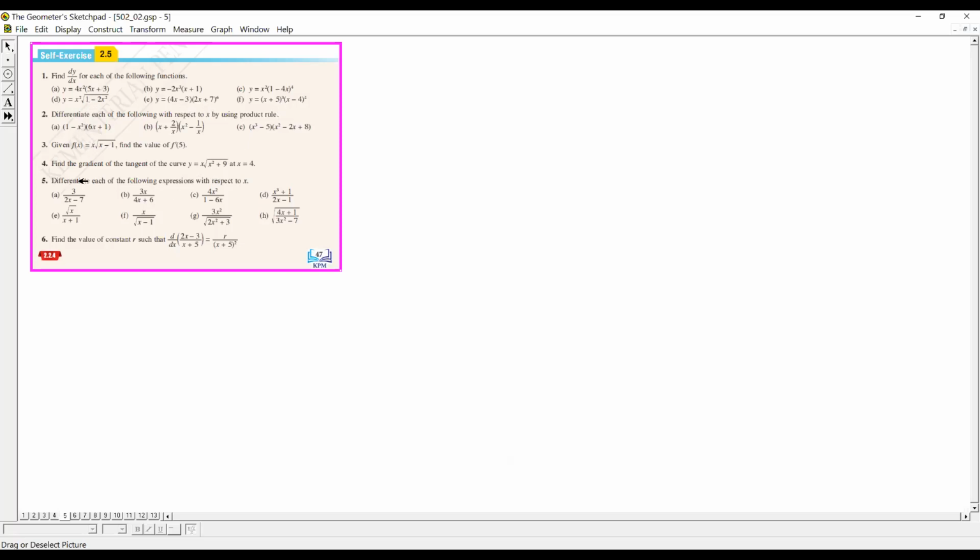Oh, this number 5 cannot do yet. Number 5, you have to wait for tomorrow. Tomorrow, I'm going to show you the quotient rule, right? The quotient of two different functions. So the homework for today is exercise 2.5, number 1, number 2, number 3, and number 4.